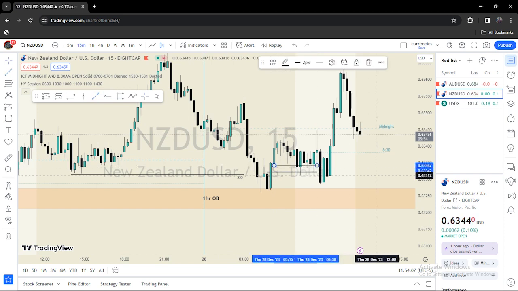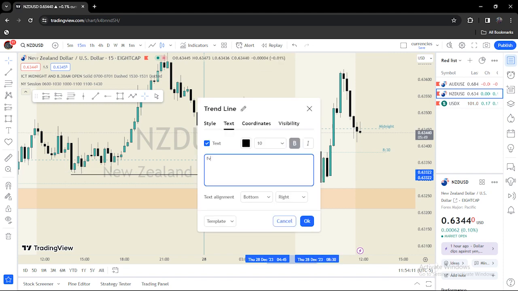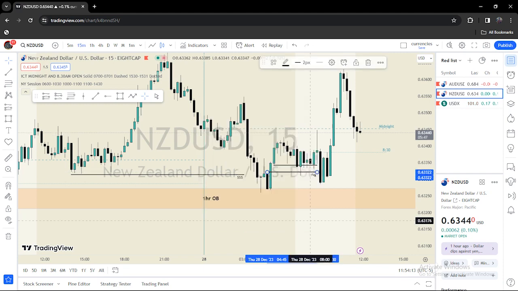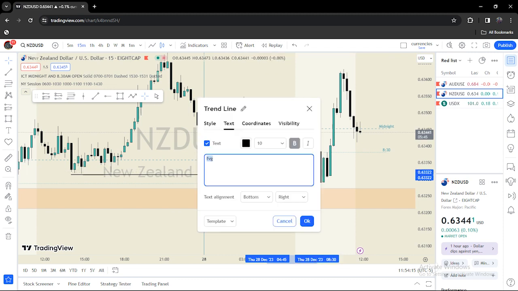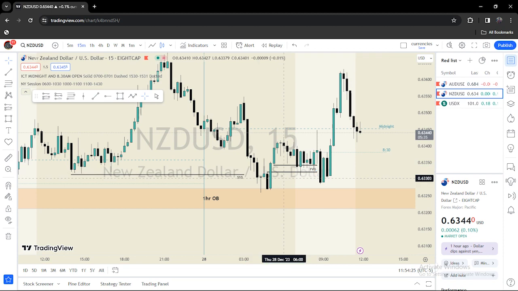Actually, sorry, it's a fair value gap like here. There's like one fair value gap. Okay, fair value gap. Hope you would understand this. Sorry, like top. Then okay, fair value gap there. Okay, so here there was a fair value gap.